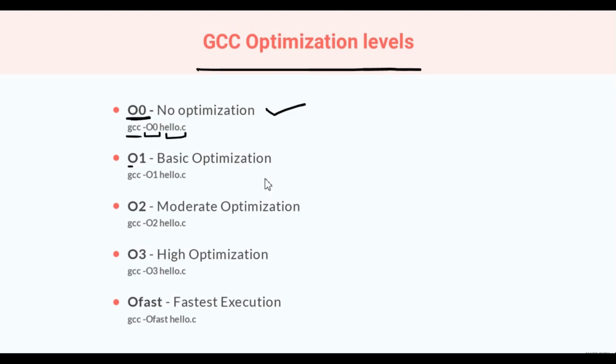If you are using the O1 optimization level, then some basic optimization will occur. How can you use it? Just write the O1 optimization level after GCC, then your file name. Then O2, then O3, and then Ofast. If you are using O2, then moderate optimization will happen. If you are using O3, then high optimization will happen. But if you are using Ofast, then there will be the fastest execution. You will get your desired output in less time. So these are the commands.